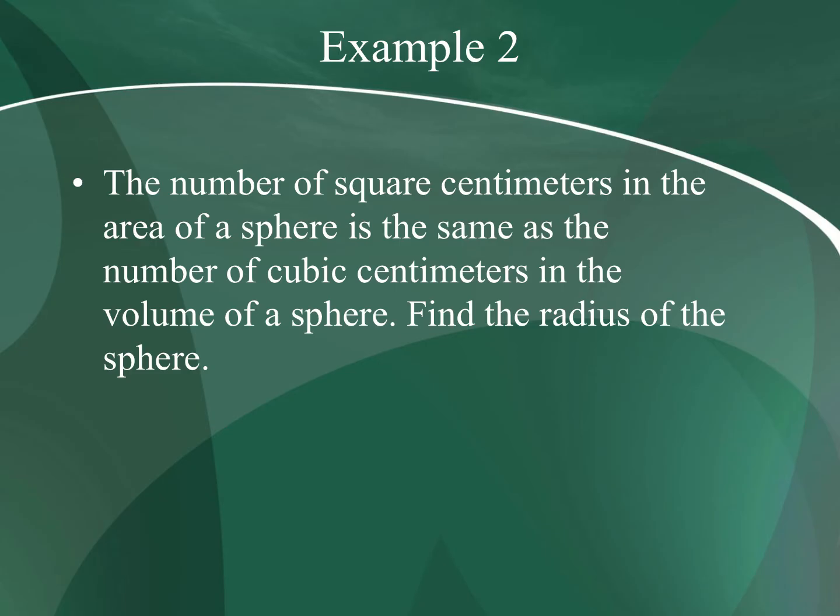So number 2, it says the number of square centimeters in the area of a sphere is going to be the same as, so it's going to be equal to the number of cubic centimeters in the volume of a sphere. Find the radius of the sphere. So what this is really telling us is all we have to do is set the two formulas equal to each other. So I'm going to set 4 pi r squared, the surface area formula, equal to the volume formula.